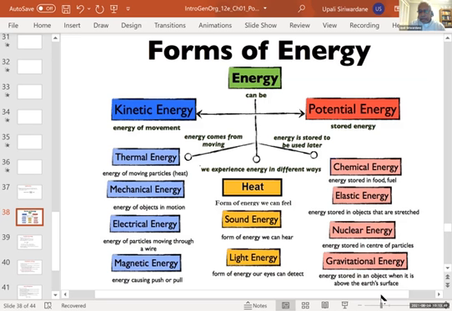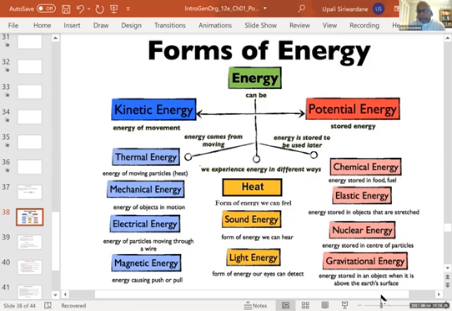Also, nuclear energy is stored in the nuclei of atoms, the subatomic particle called the nucleus of an atom. It is a very large amount of energy. It's released when an atom gets converted to different elements. The mass is converted directly into nuclear energy. So that's a very strong force, a store of energy.